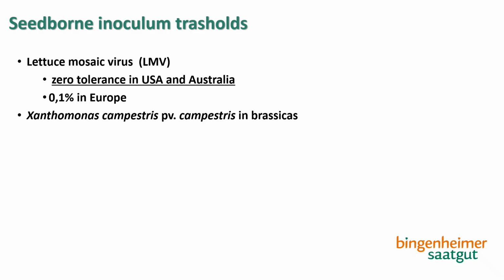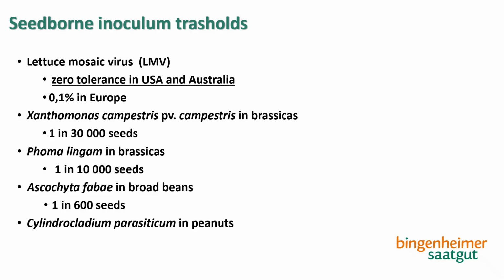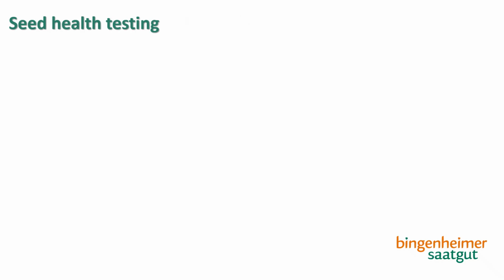For Xanthomonas campestris pathovar campestris in brassicas, 1 in 30 seeds is allowed. For Phoma lingam in different brassicas, 1 infected seed in 10,000 seeds is allowed. For Ascochyta fabae in broad beans, 1 in 60 seeds can be infected. Cylindrocladium parasiticum, a pathogen of peanuts: there, 1 in 400 seeds.